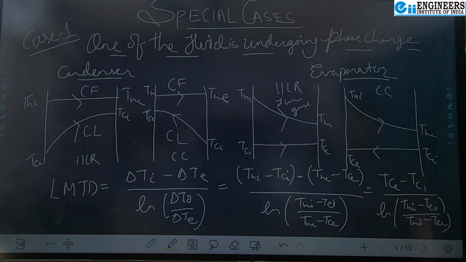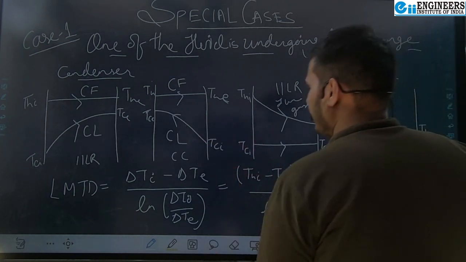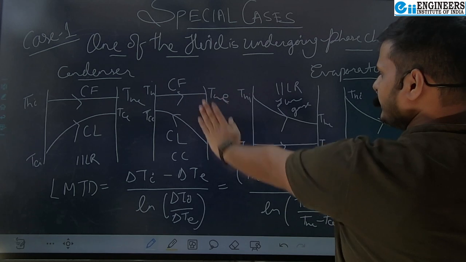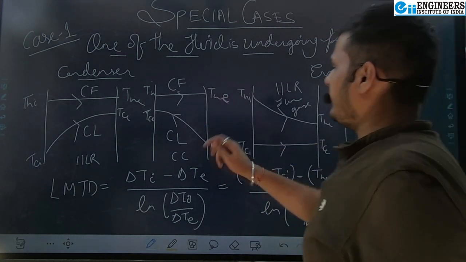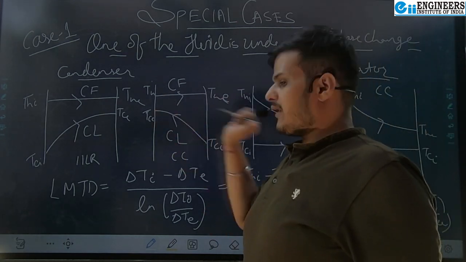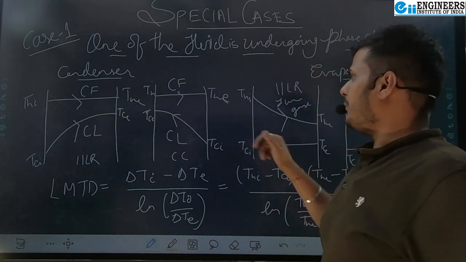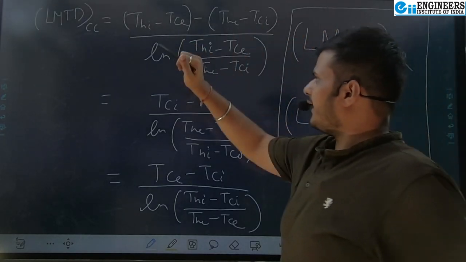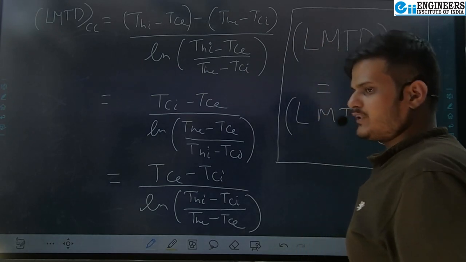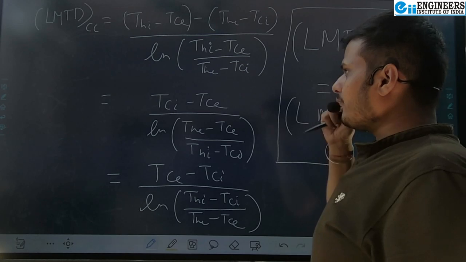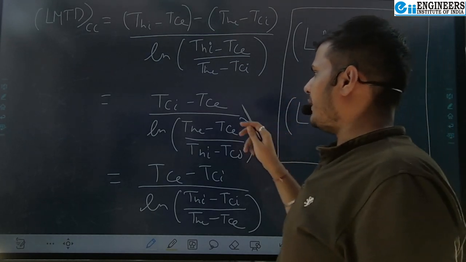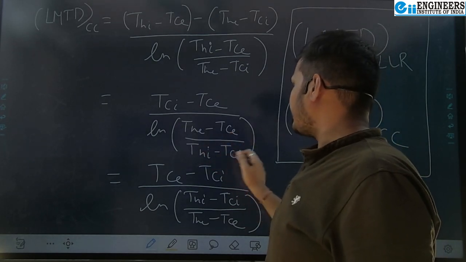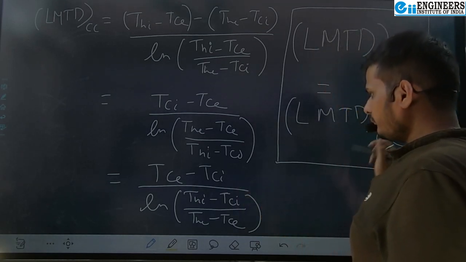Then let us move on to analyzing the counter current LMTD. You remember the temperature distribution curve: Thi, The, then Tci, Tce. Then delta Ti in the counter current will be Thi minus Tce, and delta Te will be The minus Tci. So for a counter current, by substituting the temperature values over there, what we obtain is that the counter current LMTD is Tci minus Tce by ln of The minus Tce by Thi minus Tci.